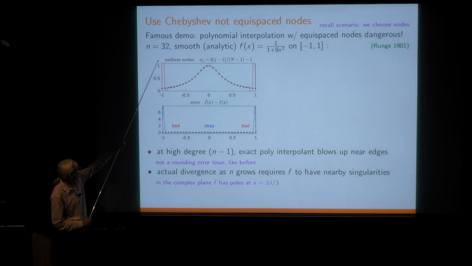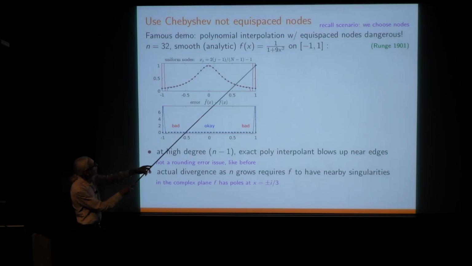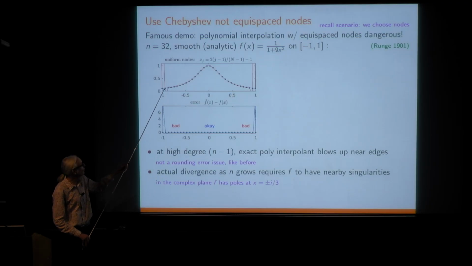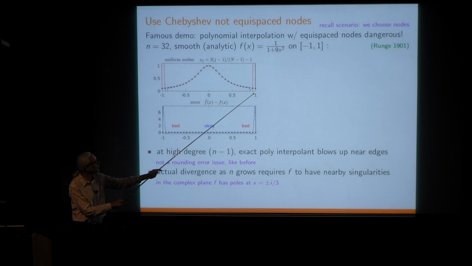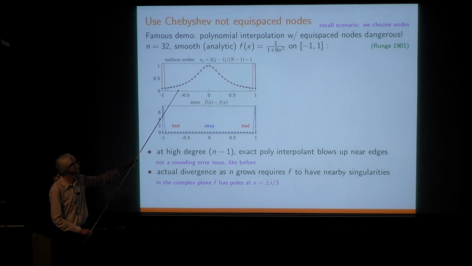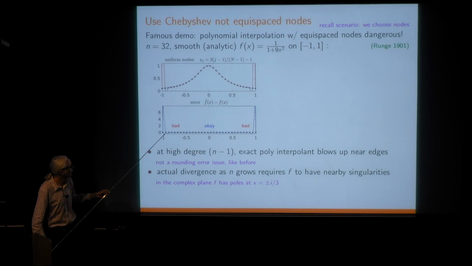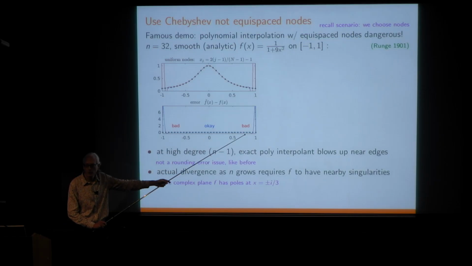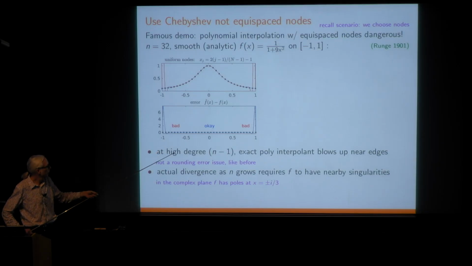Here's a nice demo of a famous function from Runge like 120 years ago. Here's 32 nodes. Here's the function, 1 over 1 plus 9x squared. Here's the polynomial interpolant. It may as well be the exact polynomial interpolant through that. And here's the error. The error is of order 10 at the endpoints. It's actually good in the middle region and bad at the two end regions. And so it blows up. The exact interpolant is blowing up.